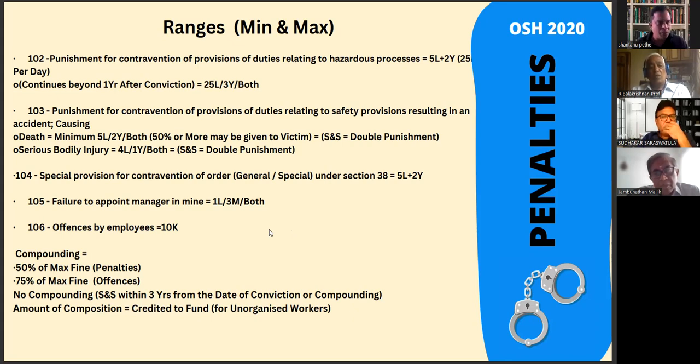Now, there is a provision of compounding. Compounding means the government wants that instead of prosecuting and penalizing, it is better that the employer should be ready to comply with the provisions. So a compounding provision is there. You have to pay 50% of the maximum fine in case of only a penalty. If there is no jail term and only a penalty is mentioned for the offense, then you can pay 50% of that maximum fine and get your offense compounded. So no prosecution will be launched against you, or if it is already launched, it will be dropped.